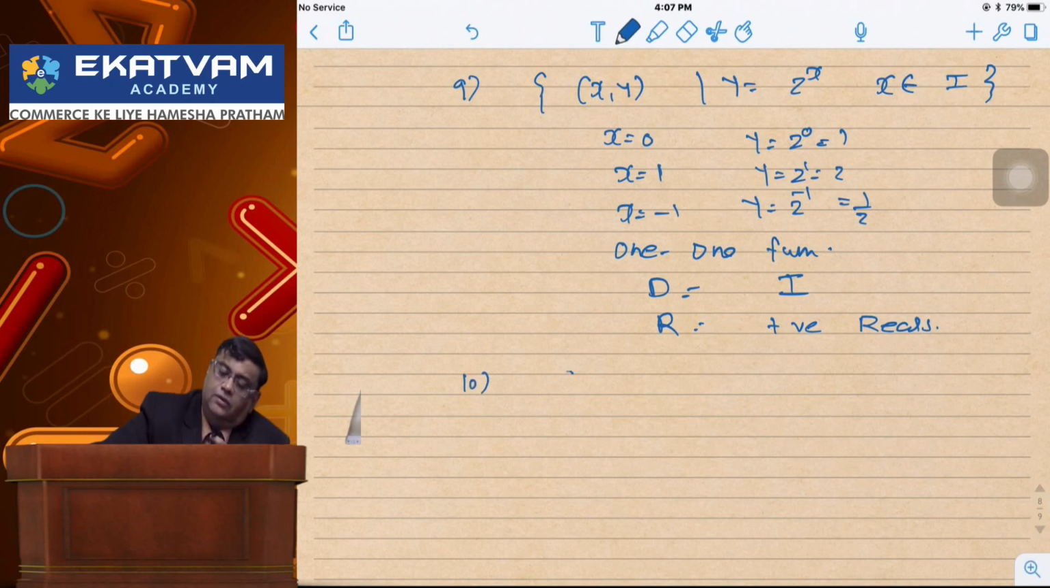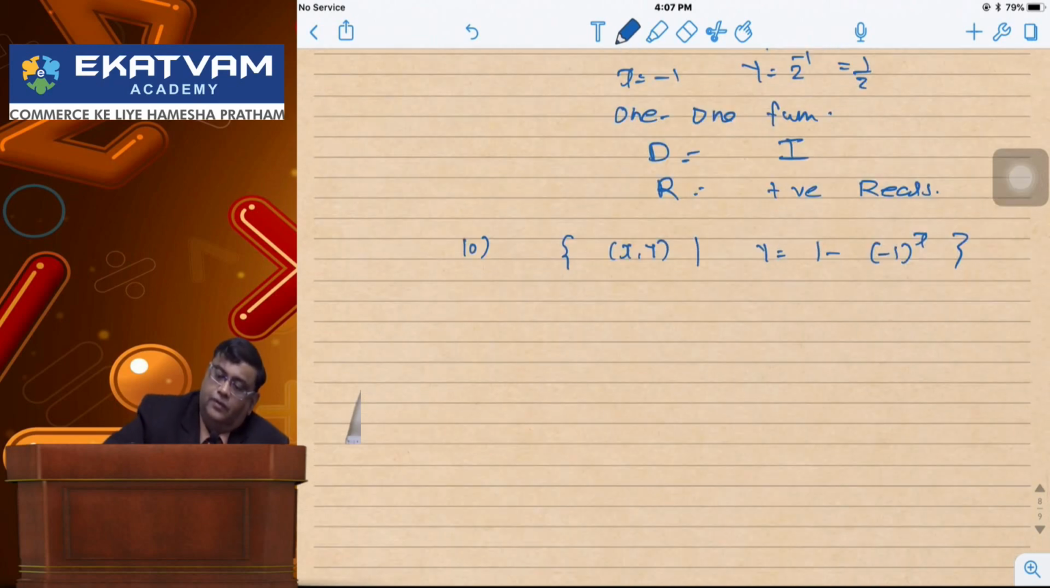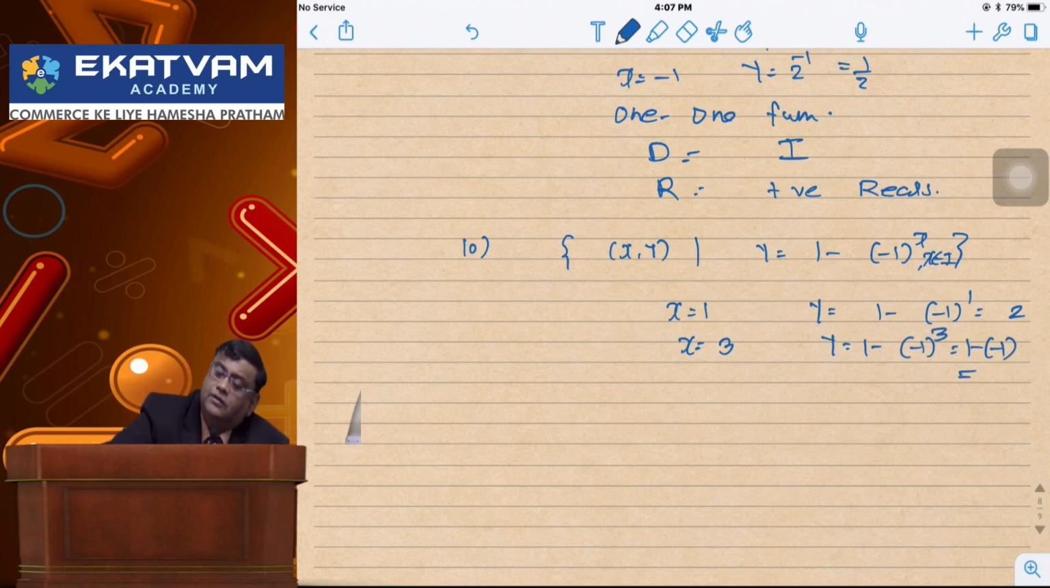I consider xy such that y equal to 1 minus -1 raised to x. A very typical example, बोलो अभी. Such that x belongs to again integer. तो x 1 लेंगे तो y equal to 1 minus -1 raised to 1, 1 minus of minus plus 1 that is 2. x 3 लेंगे तो 1 minus -1 cube that is 1 minus of -1.